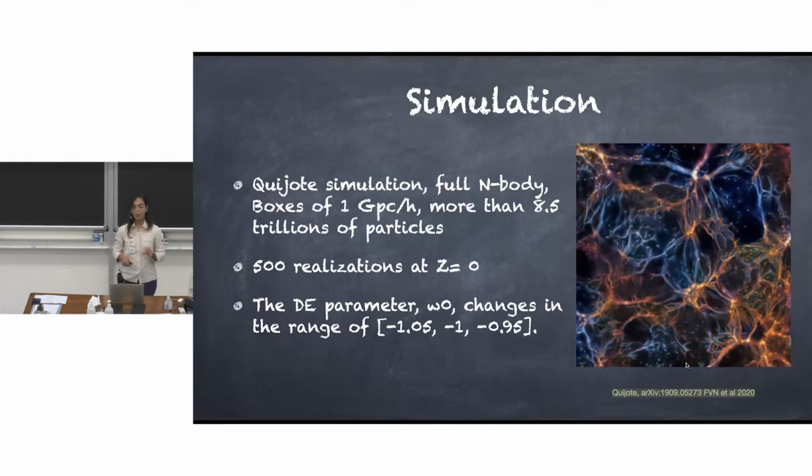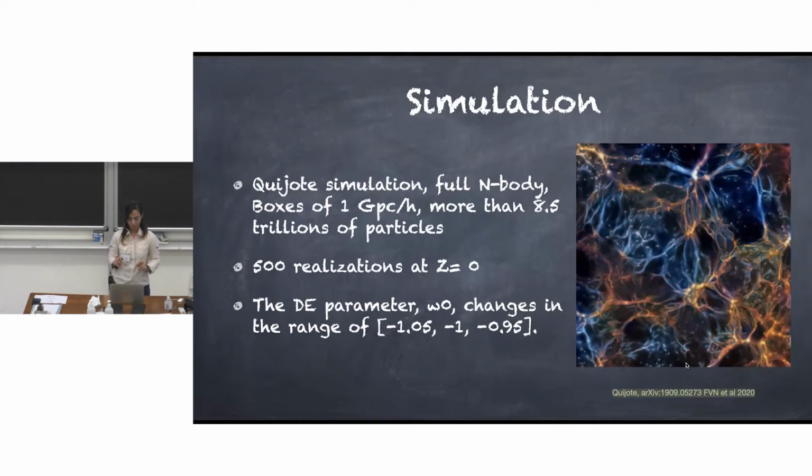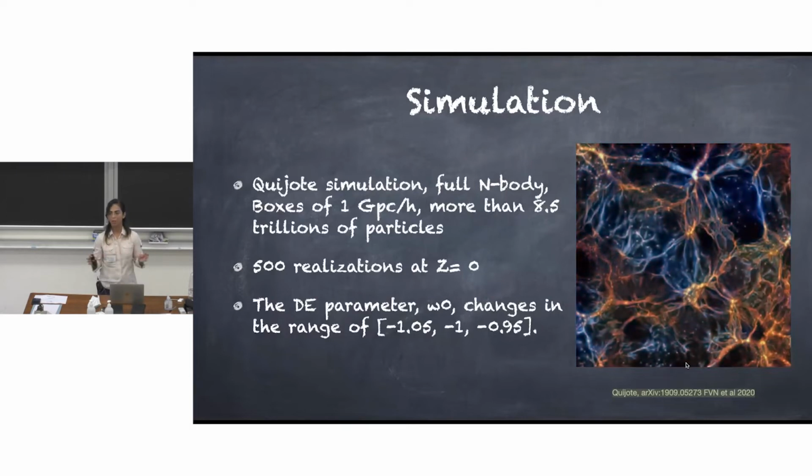And we have 500 realizations at redshift zero. I'm interested in looking at redshift zero. There are other redshifts available in the simulation, but since dark energy basically affects the late time more, I look at just redshift zero. The different parameters of dark energy are these three values that are available. This is a proof of concept, but later we are using other simulations that give access to other parameter space.